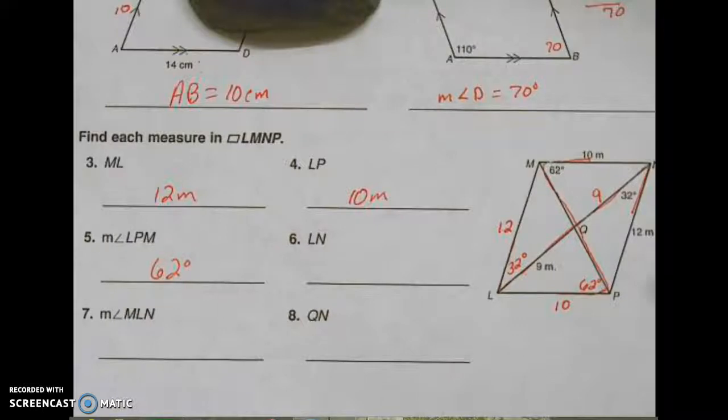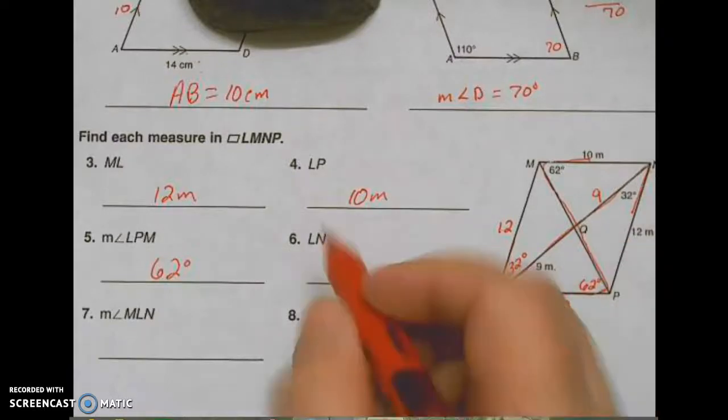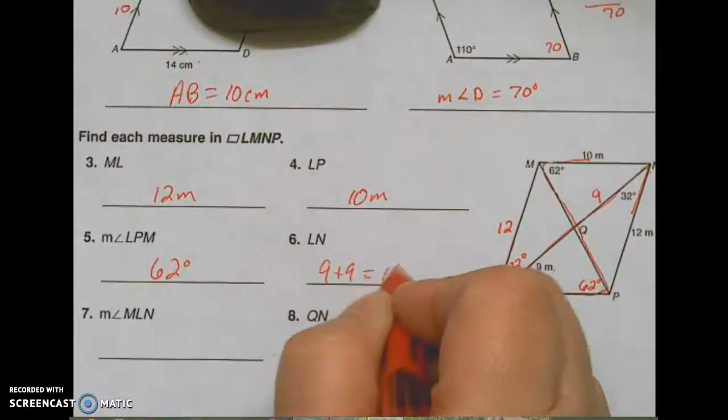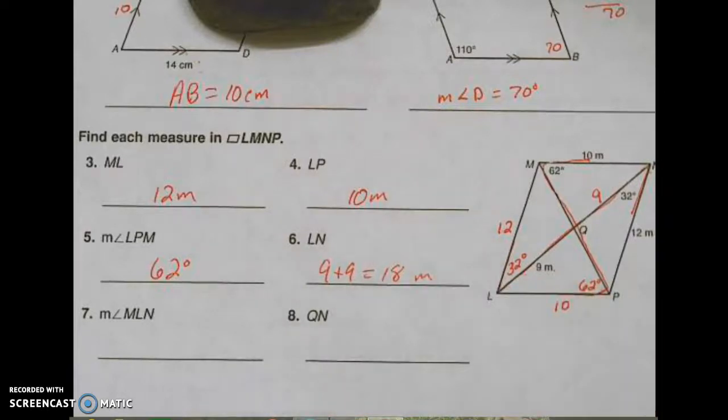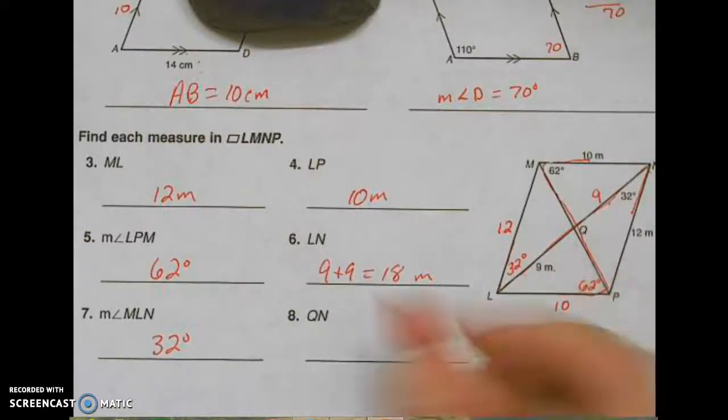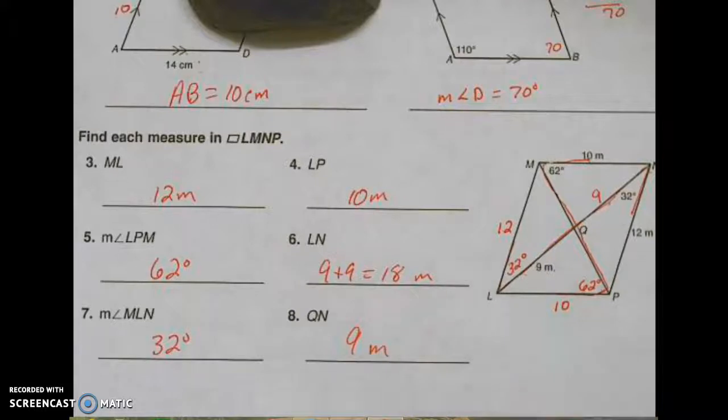I want the length from L to N. So notice I've got 9 here and 9 here. I have to add the 9 plus the 9 to get 18 meters. I want the measure of the angle from N to L to N, and I've got that labeled as 32 degrees. And I want the length from Q to N. Well, I had to know that was 9 before I could even answer the other question. So I've got all that information. So once I've labeled everything in my diagram, it just becomes a matter of filling in, possibly adding a little bit of information.